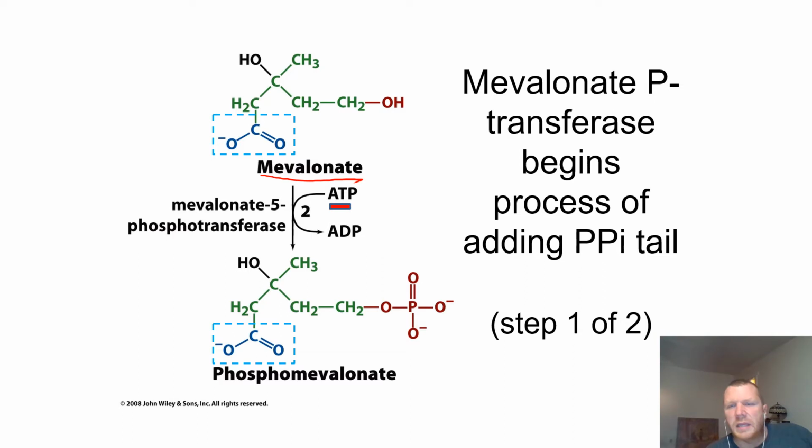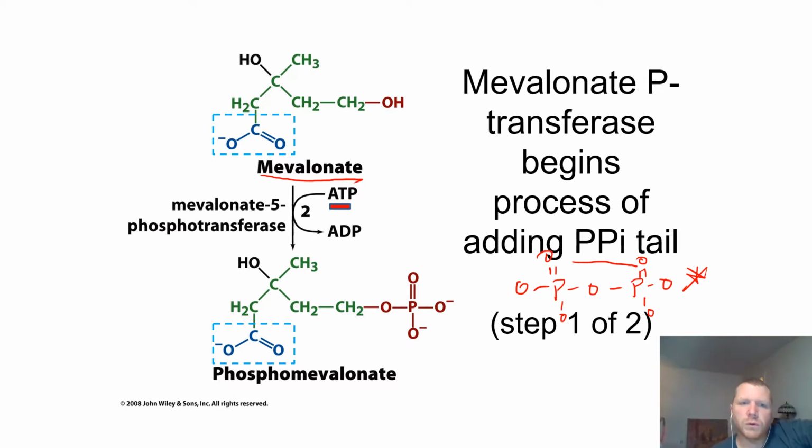Okay, now this begins the process of adding this PPi tail. Anytime you see PPi, that is an inorganic pyrophosphate molecule. You should think about that basically as looking like this: O-P-O-P-O, with two oxygens, double bonded oxygen, double bonded oxygen. So basically what we're doing is we're trying to add this whole thing on there. But this is a multi-step process. The first enzyme, mevalonate 5-phosphotransferase, is going to generate our phosphomevalonate.